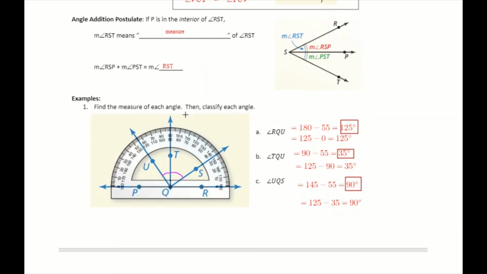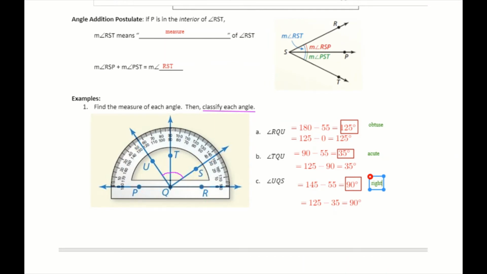Okay, so if we want to classify these, and that's the second part of this question, classify each angle, then we want to say, okay, well, 125 is bigger than 90 degrees, so that's an obtuse angle. 35 degrees is less than 90, so that would be an acute angle. 90 degrees is 90 degrees. That is what we call a right angle.